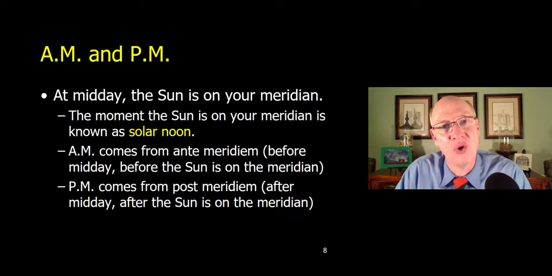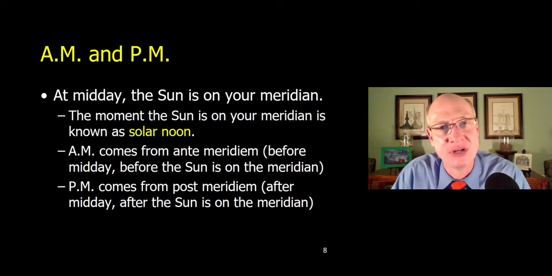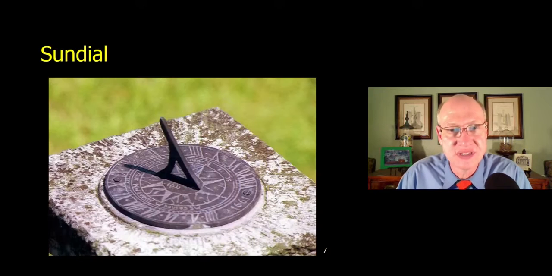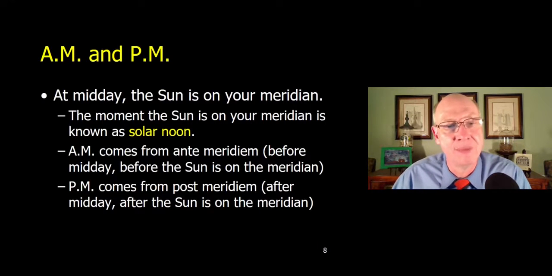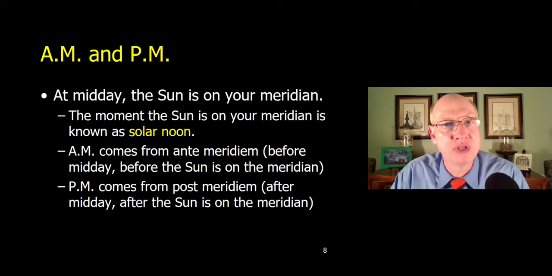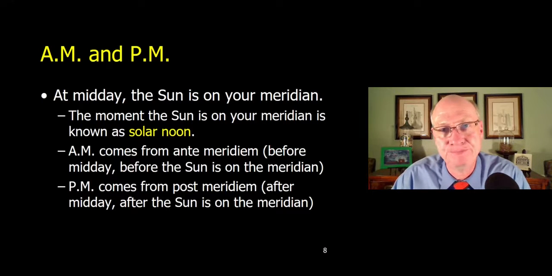You might have always wondered your whole life, why do we divide the day into the AM hours and the PM hours? And the answer is it has to do with sundials. The AM hours were before the sun was on the meridian. The PM comes from post-meridium, after the meridian, after the sun is on the meridian. And that's the astronomical origins of AM and PM.